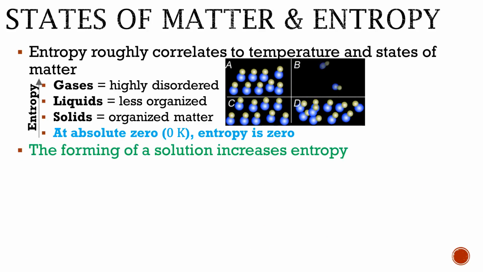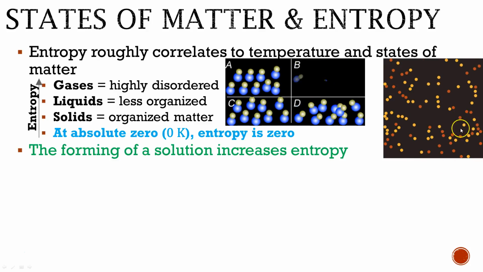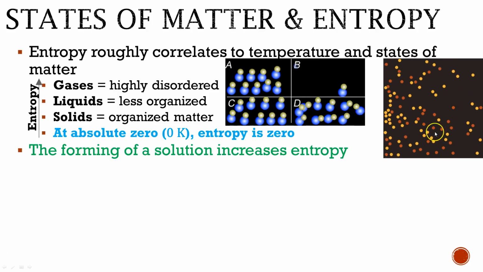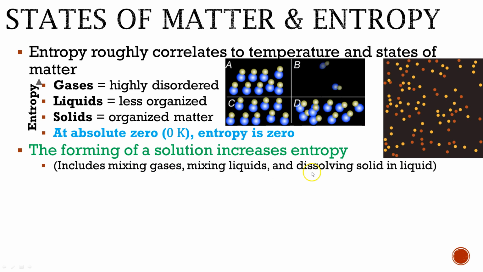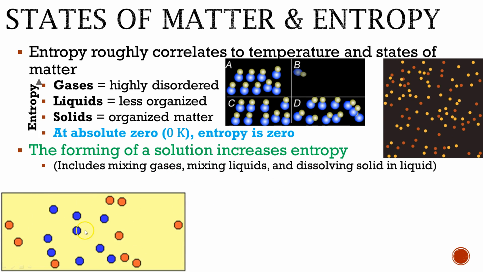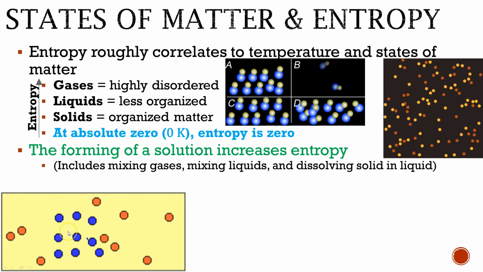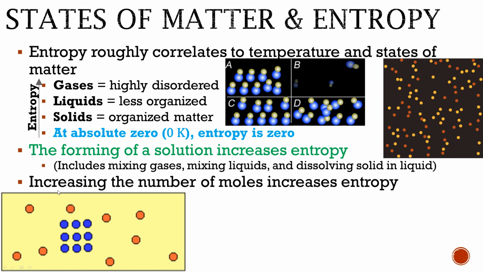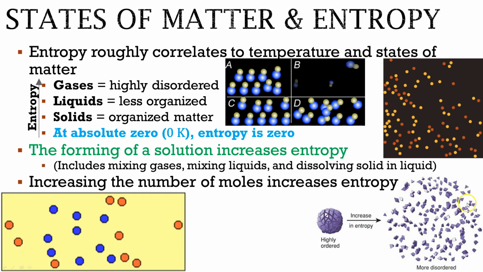The forming of a solution is also going to increase entropy. Here I have a system, I'm adding these different particles in there. It's increasing the overall disorder and randomness of the whole system because it's almost dissolving. This includes mixing of gases, mixing of liquids, and dissolving a solid inside a liquid. Here I have a solid and it's moving out. That is going to increase the overall entropy in that system because there's a lot more disorder and randomness. Also, increasing the number of moles is going to increase entropy. When we went from one large one to many, many, many small ones, entropy increased.